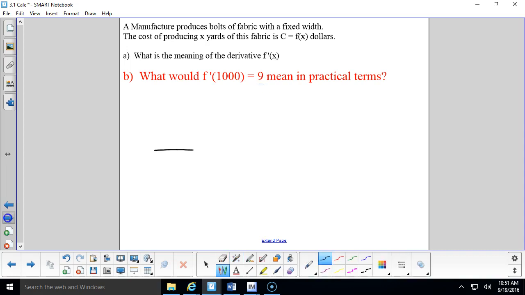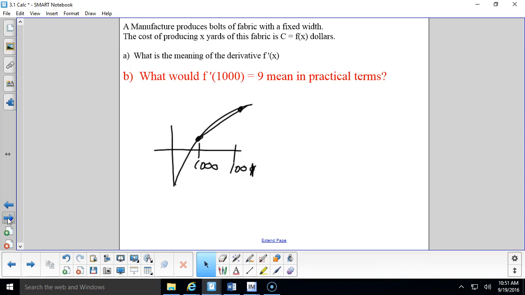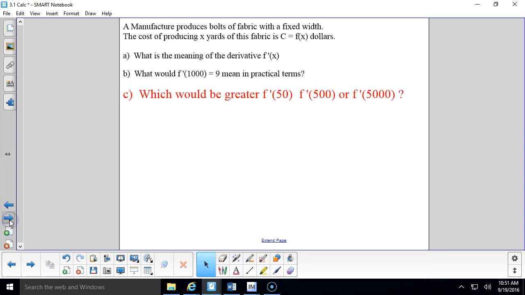Now that's an approximation because that's the rate at 1,000, not at 1,001. However the cost is changing, the slope at 1,000 would be 9. The slope at 1,001 would be a little less than 9. So that's an approximation of what the next one will cost.